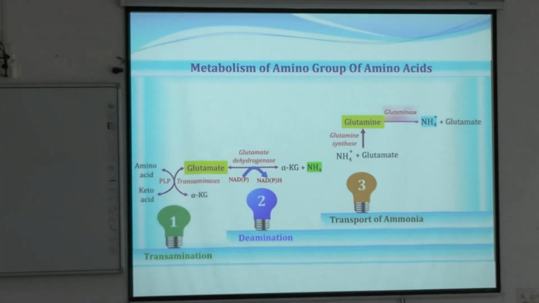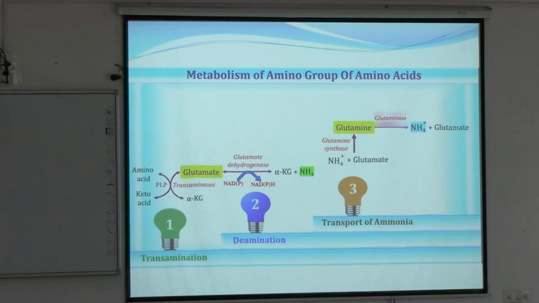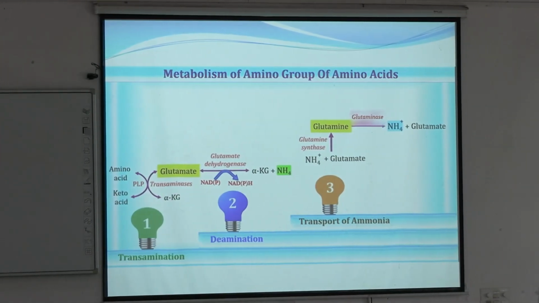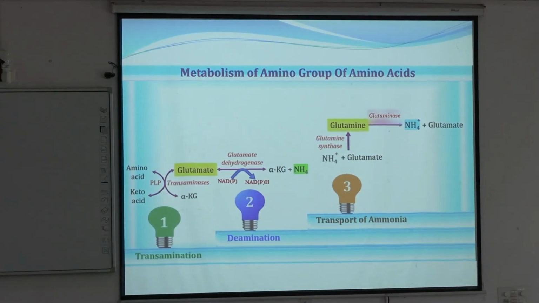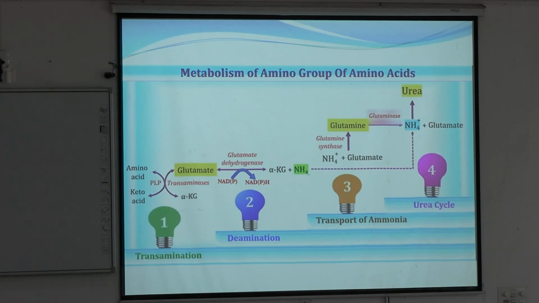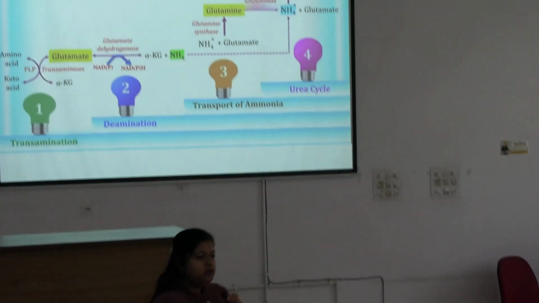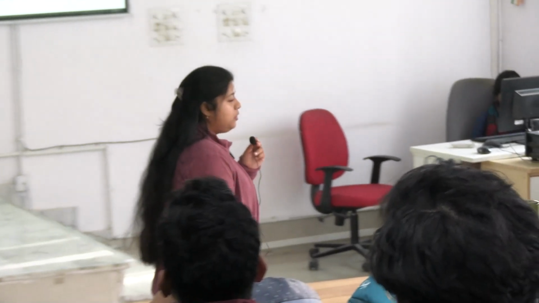Okay, now transport of ammonia. What happens? The free ammonium is attached with glutamate to form glutamine, and that glutamine again divides into glutamate and ammonium ion by the glutaminase enzyme. So this is the transport form of ammonia. And the last part is the urea cycle. What happens? The free ammonium groups are incorporated in our liver and form urea. Okay, so why is urea excreted?